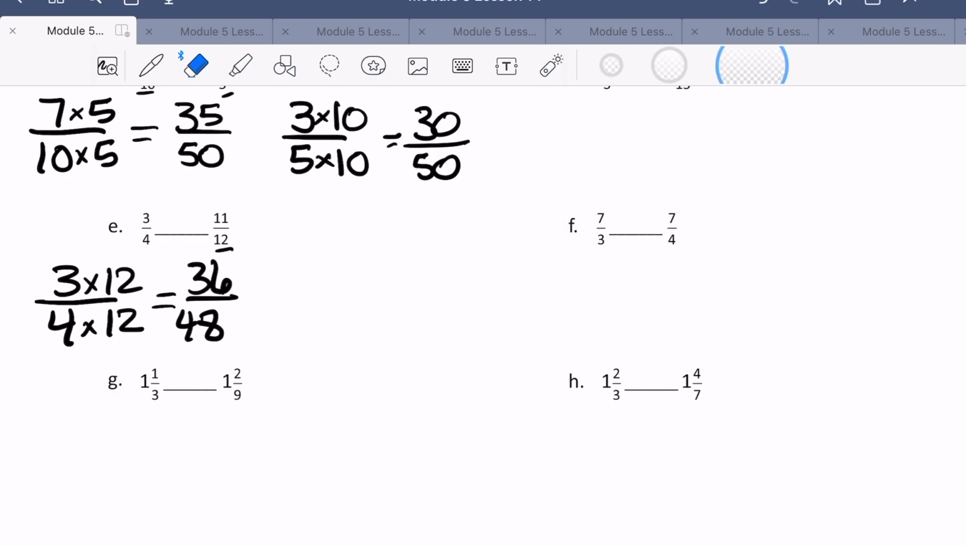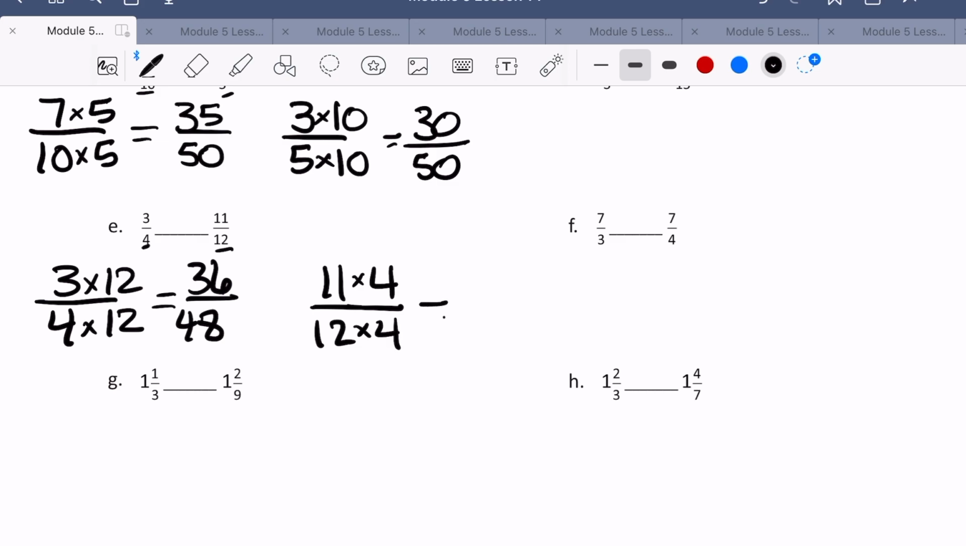Okay, then we do the opposite. We're going to say 11/12 times it by the opposite denominator, which is 4. 11 times 4 is 44, and 12 times 4, we just did that, which is 48. And we know 44 is greater than 36, so 11/12 would be greater.